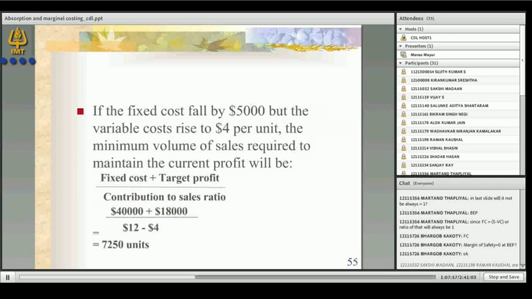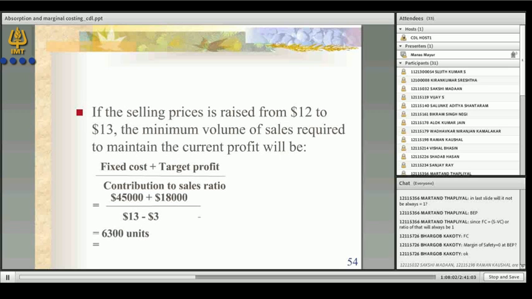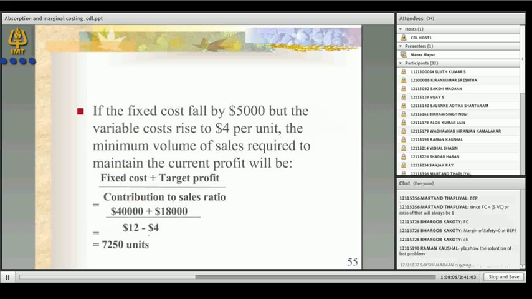Now suppose fixed cost falls by $5,000, because again cost will depend upon external factors. So if there is some government-based pay fall, sometimes it may increase also. So if that happens, what happens to your break-even point? So this is how you can see the component changes can be accommodated in the same formula.